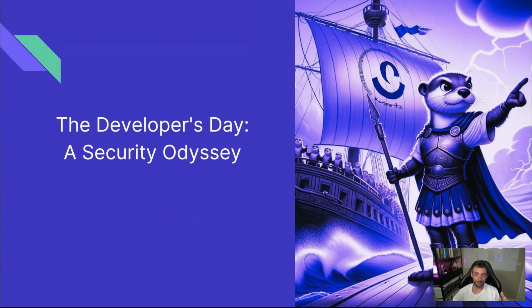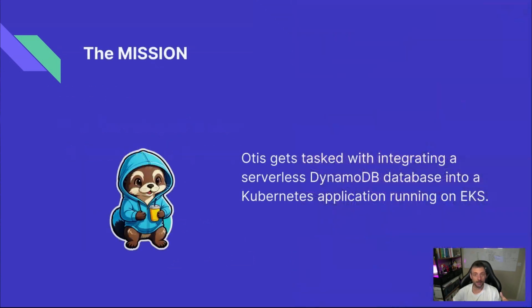Okay, that might seem simple on paper, but to really understand how far we've come and see all the different configurations involved, let's first take a look at the manual approach. We'll follow Otis through his workflow. His mission? To integrate a DynamoDB database into his application stack running on EKS, and then use the OpenAI public API to add a chat completion feature.